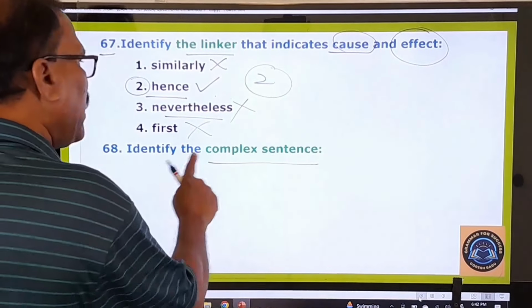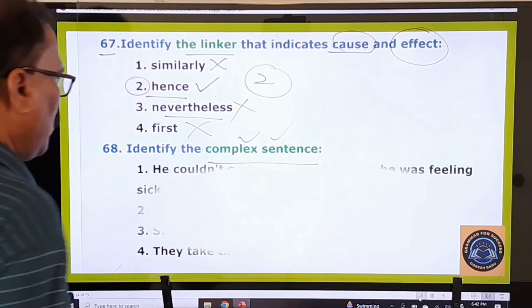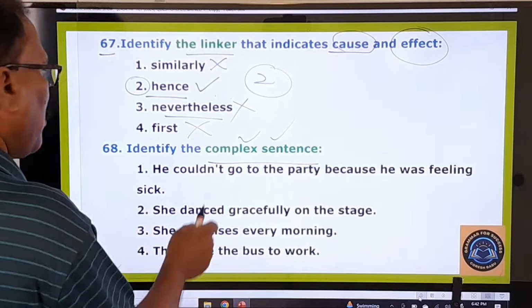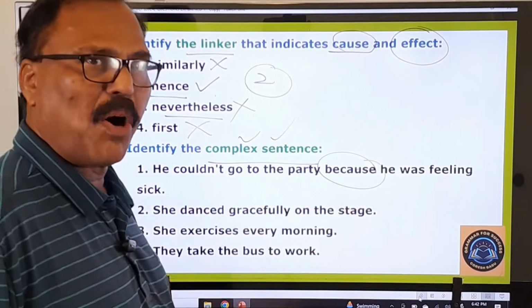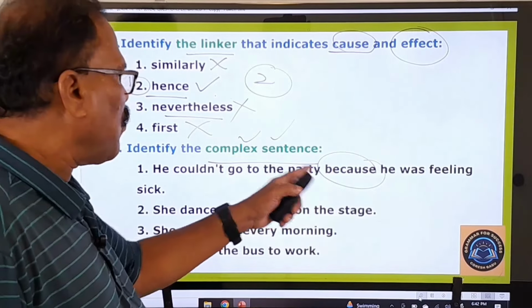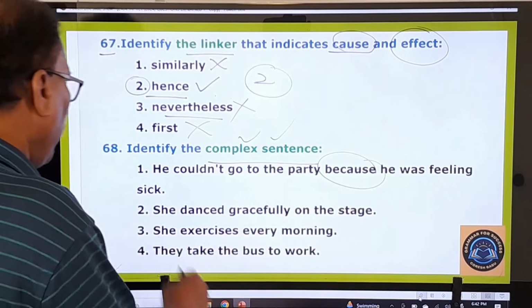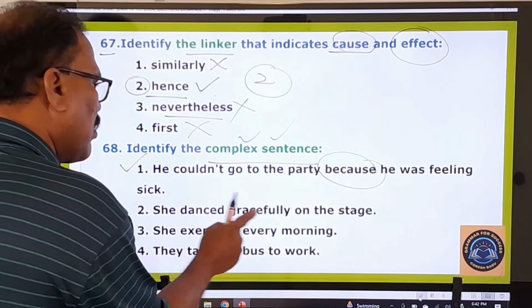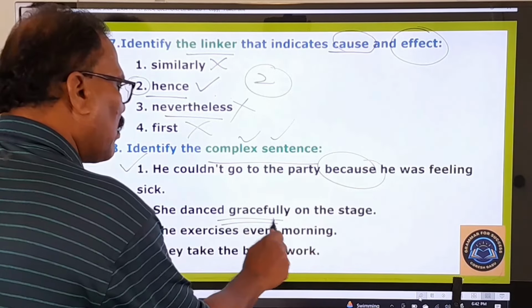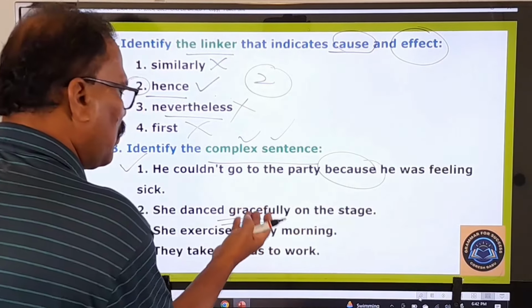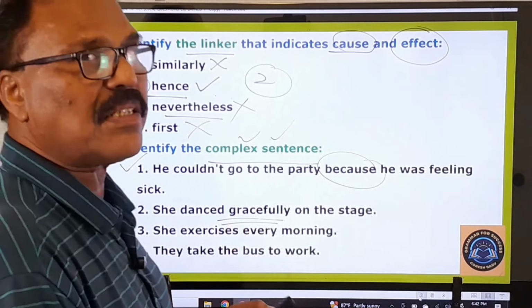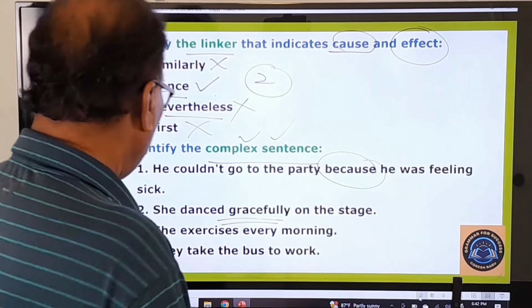So here, identify the complex sentence. Let us look at the options given here. He couldn't go to the party because... 'because' is a subordinating conjunction that forms what? A complex sentence. Therefore, the very first one is the right one. And she danced gracefully on the stage. No conjunctions are used in this. Either the coordinating or the subordinating conjunctions are used in complex and compound sentences, and therefore such sentences without them are called simple sentences. So it's a simple sentence.